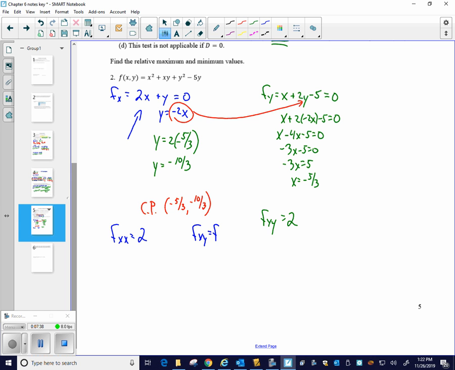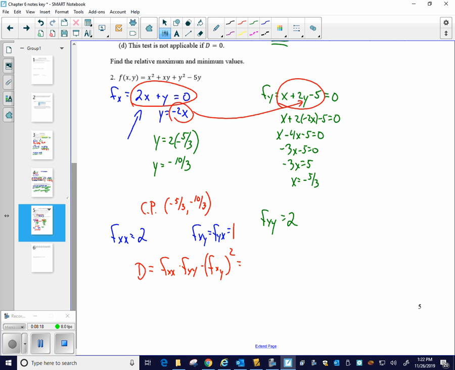So let's see. fxy, which will equal fyx, and we can double check that just to make sure that this is the case. The derivative of this thing now with respect to y is 1. The derivative of this thing now with respect to x is also 1. So those two things work out. So now D, and this is the important part, is fxx times fyy minus fxy, that whole thing, squared.